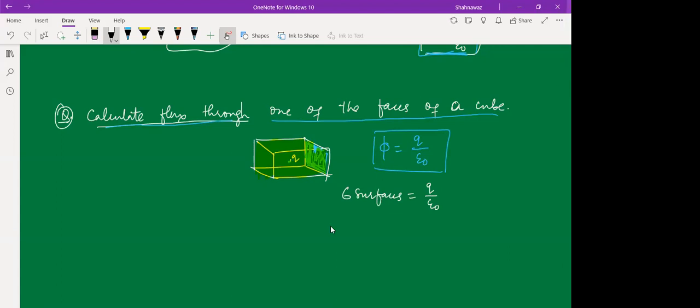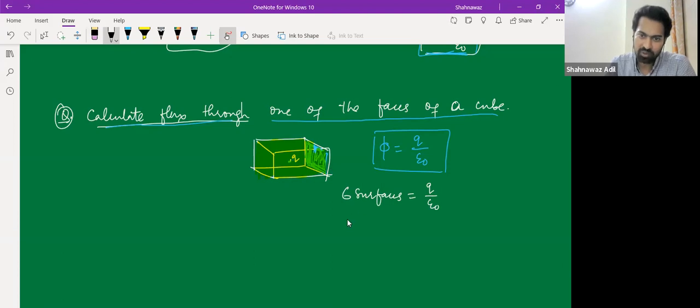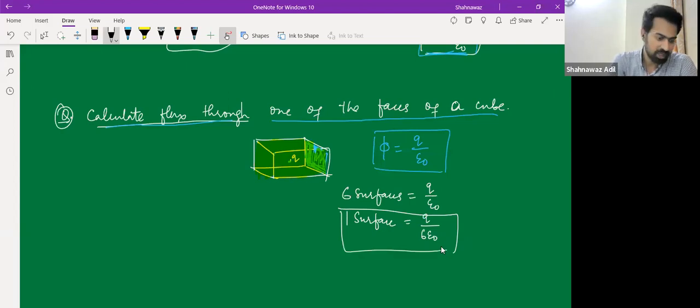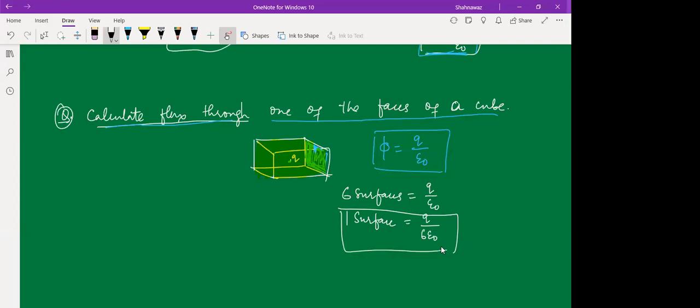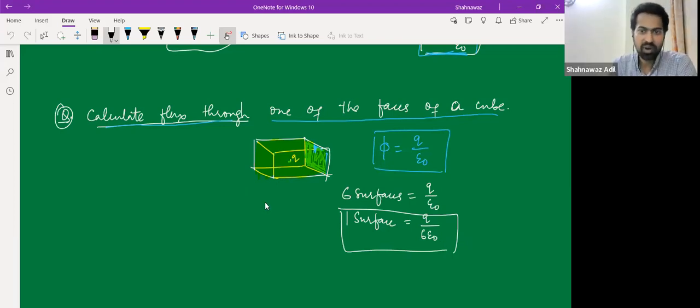Yes, sir. So from one surface, or from one face, it would be how much? Q by 6 epsilon. Is that clear, everybody? Maria, Aisha, and Saad, is that clear? Yes, sir. So whenever we want to calculate the flux through any surface, we have to consider the total enclosed flux. If we can calculate the total enclosed flux, which would be Q by epsilon naught, then we can calculate any surface.